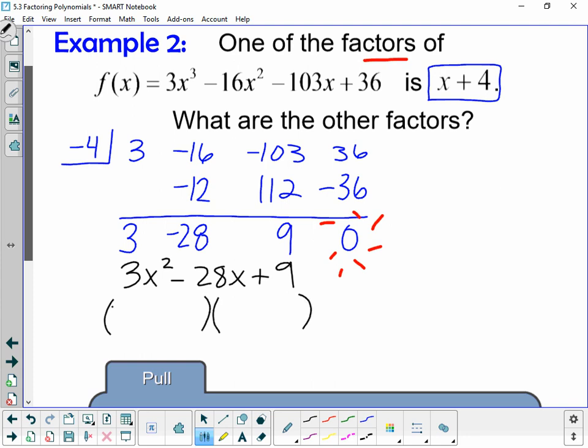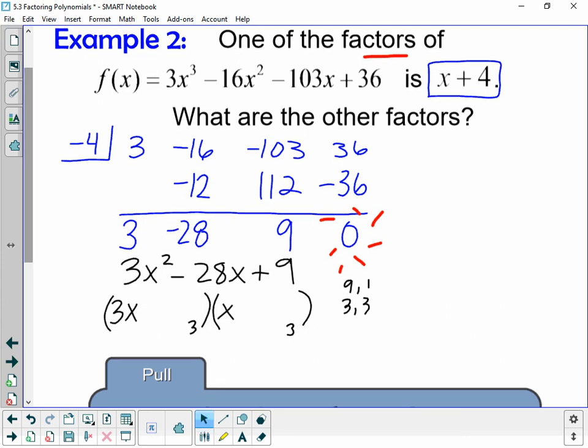that we need to now factor. Well, it looks like we're going to have a 3x and a 3x. And on the other end, we might have 9 and 1. We might have 3 and 3. We got to kind of play with it until we find the right combination. I feel like 3 and 3 is not going to work. Nope, that would give us a 12 or a 6.